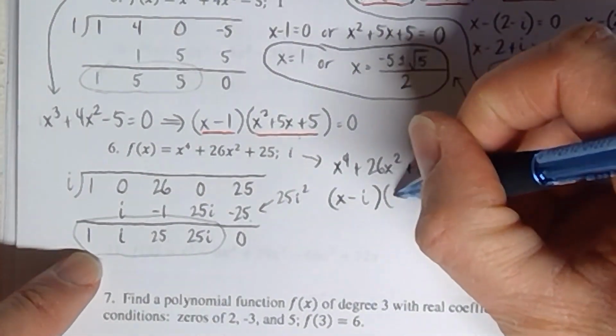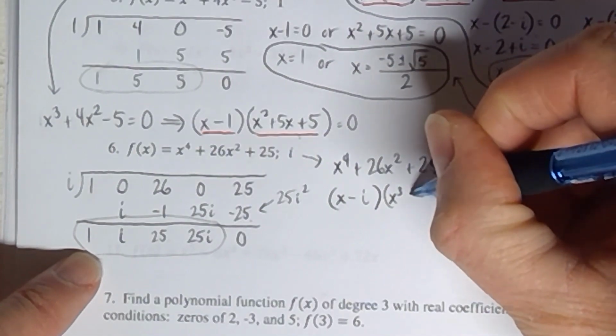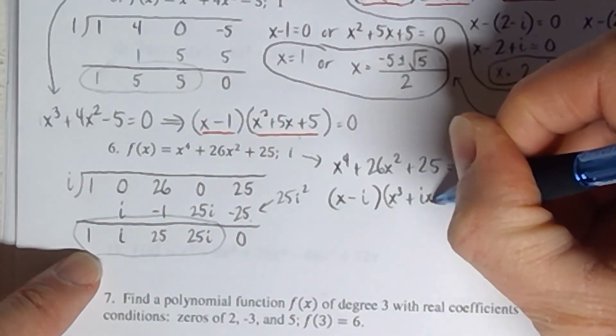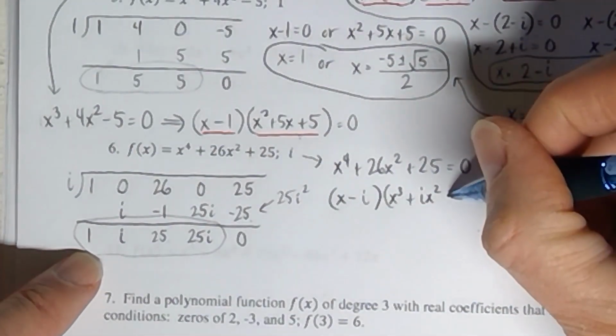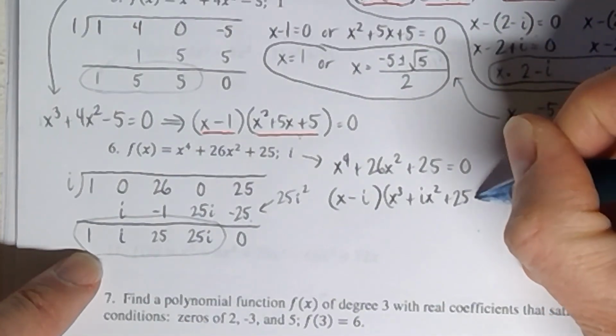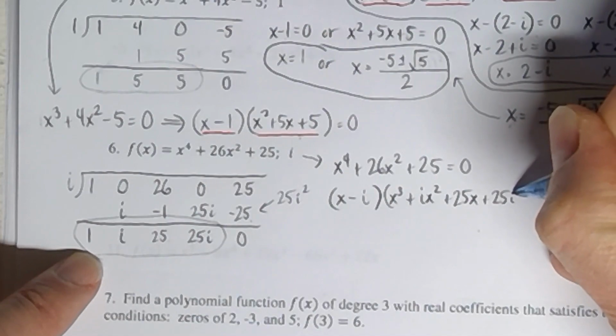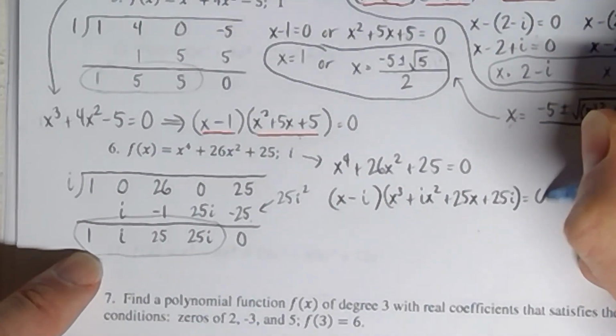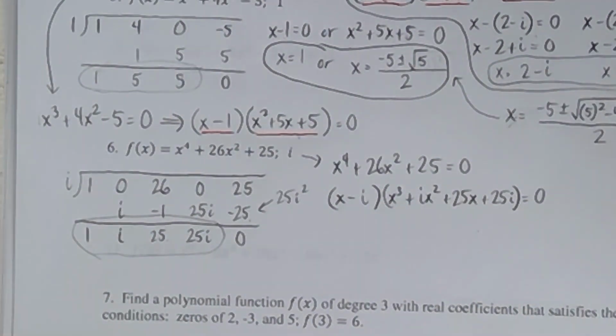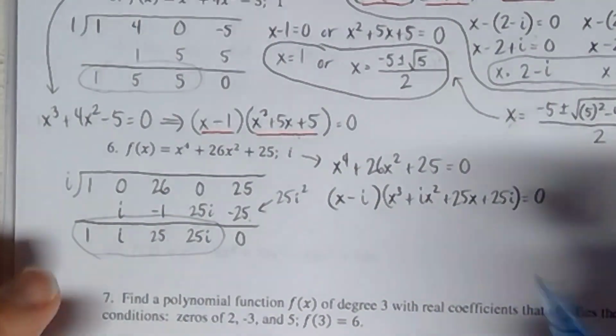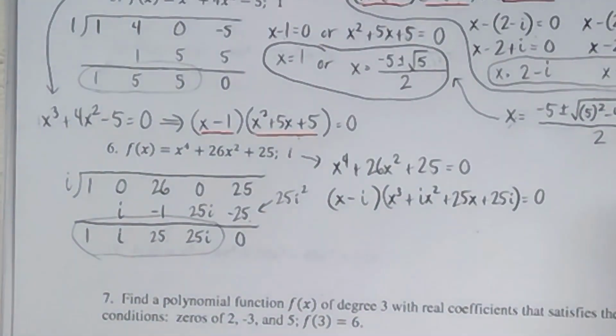So we get x to the 3rd plus i times x squared plus 25x plus 25i, with no x at all in that last one. All right. And then, so what do we have here?